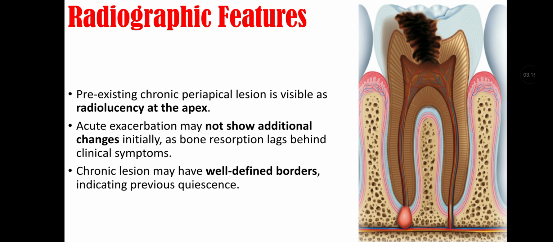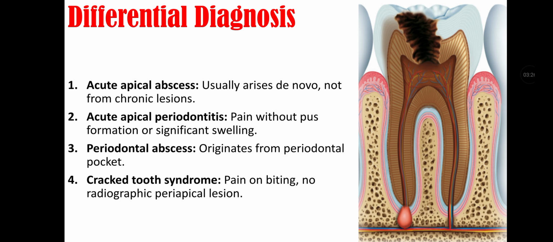Radiographic features: a pre-existing chronic periapical lesion is visible as radiolucency at the apex. Acute exacerbation may not show additional changes initially, as bone resorption lags behind clinical symptoms. A chronic lesion may have well-defined borders indicating previous quiescence.